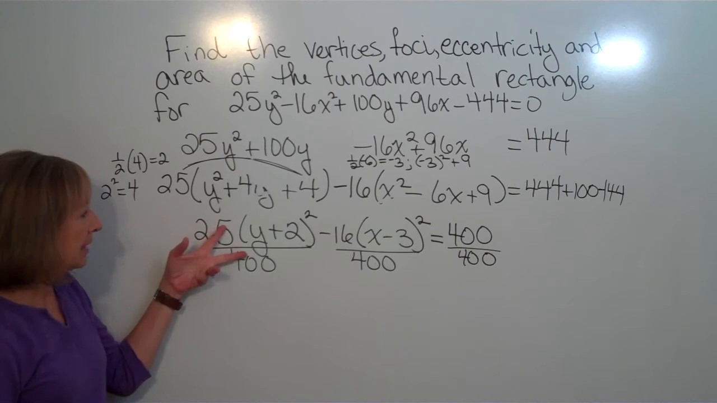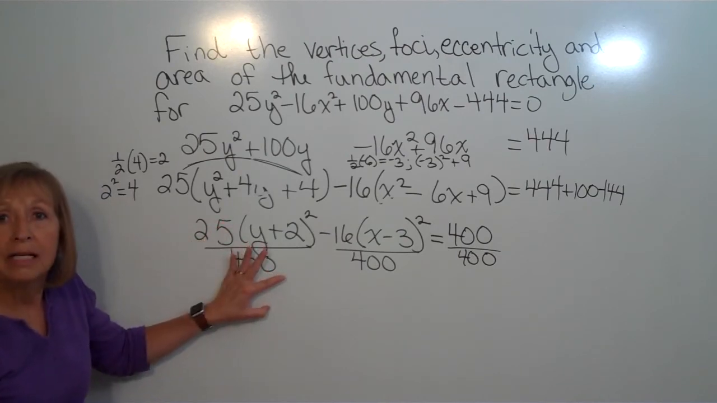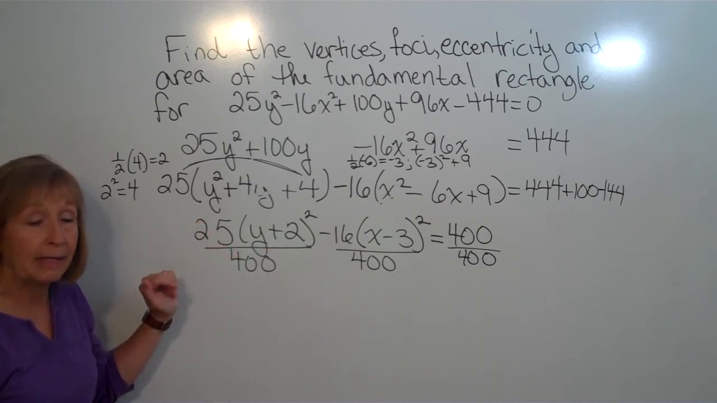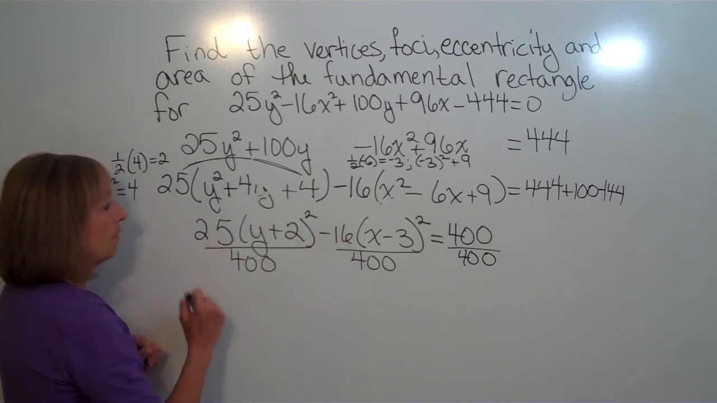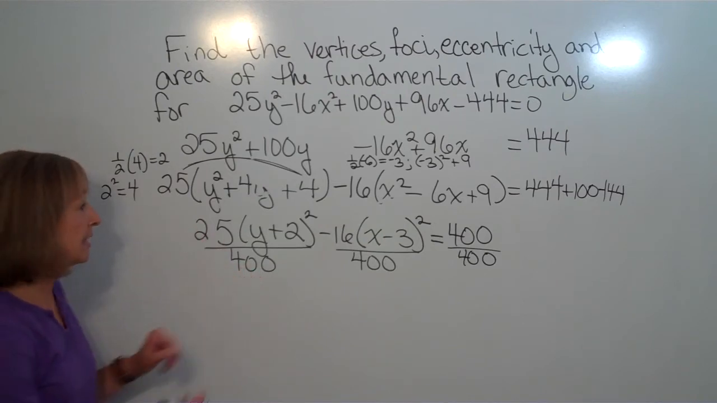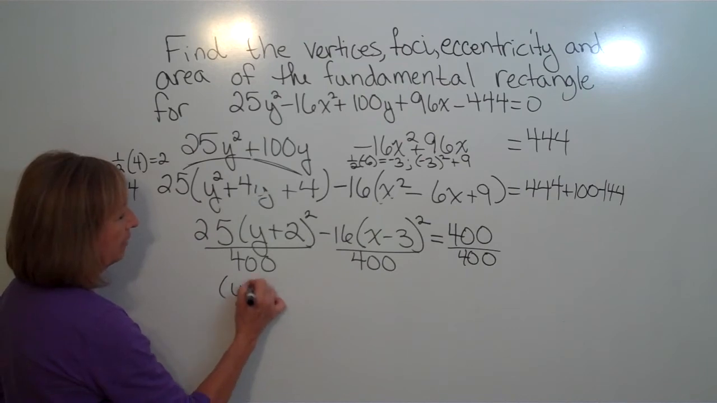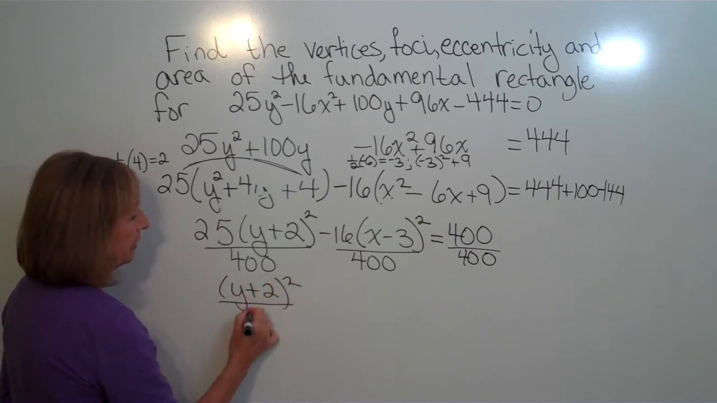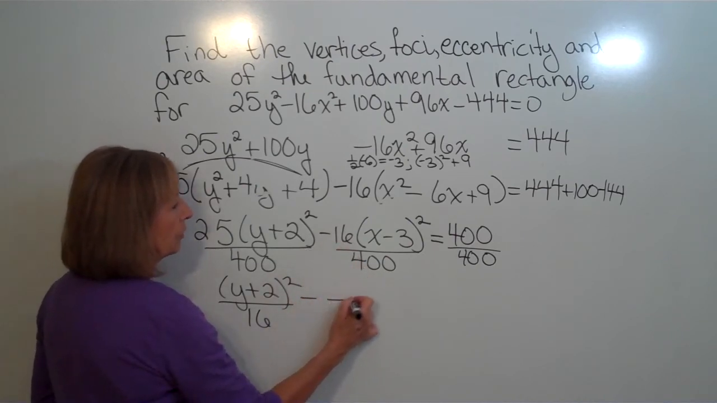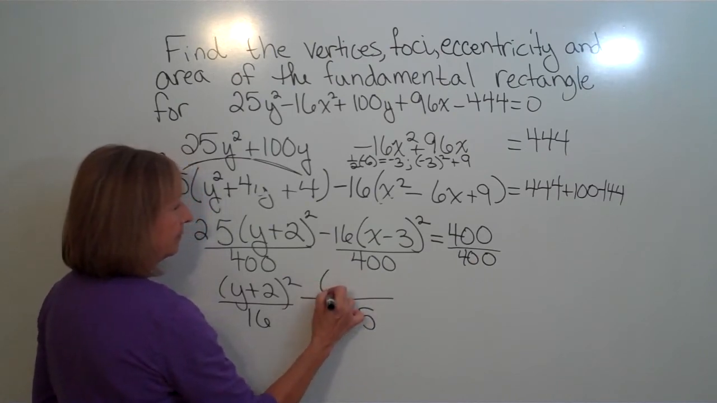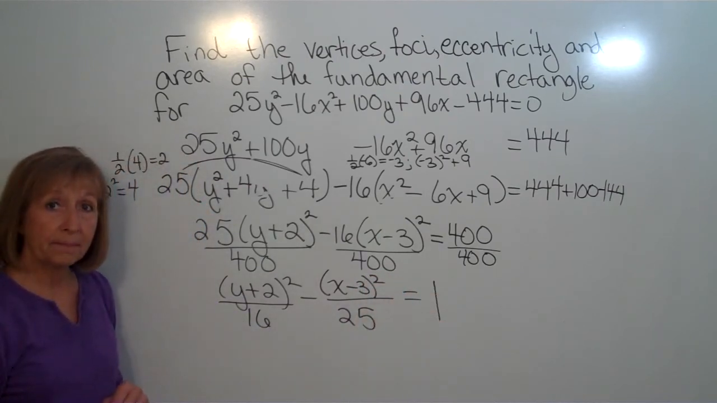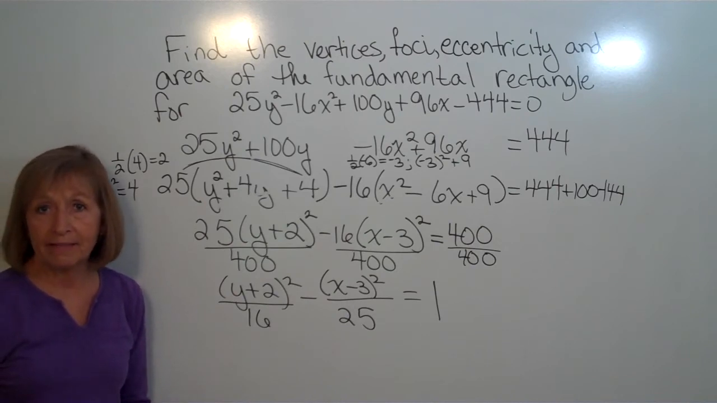If that weren't the case, I would need to flip that back down and get whatever number would be in the denominator that would still give me a 1 as a coefficient in front of my binomial quantity squared in each of these cases. But we have it where 25 goes into 400 16 times, so I have y plus 2 quantity squared over 16 minus, and then 16 goes into 400 25 times, is equal to 1.